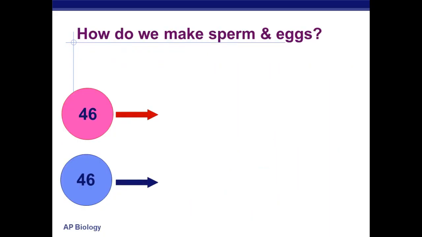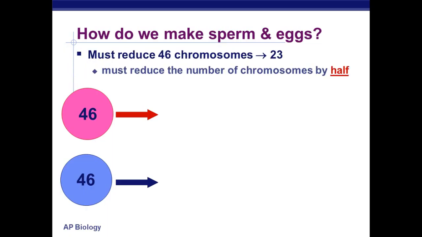At that point, then, we need to ask ourselves, once we've copied all of our chromosomes, once we've made those sister chromatids, how do we get to egg and sperm with the correct number? Well, we've got to take that starting number 46 and somehow cut it in half. We want reproductive cells with only 23 chromosomes. That way, when the egg and sperm combine, 23 plus 23 gets us back to our normal diploid number of 46.